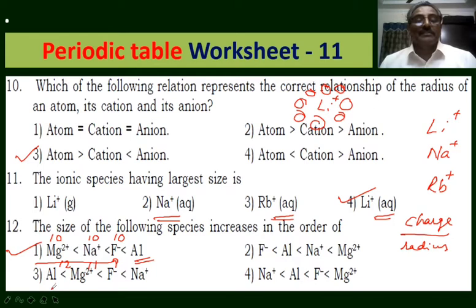The size of aluminum is smaller than the size of the magnesium atom, no doubt, but the size of the aluminum atom is bigger than the size of the Mg2+ ion. So the size of aluminum is bigger than any of these three. So the first option is the right option.